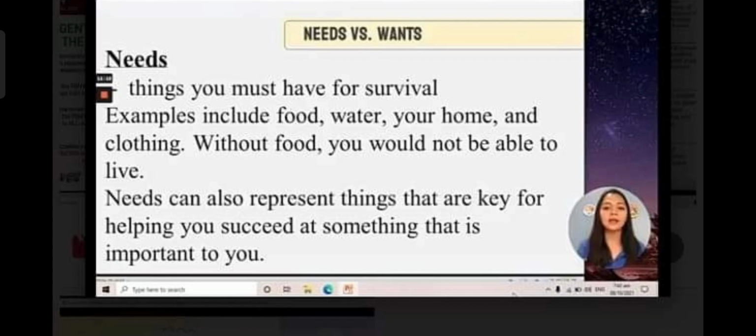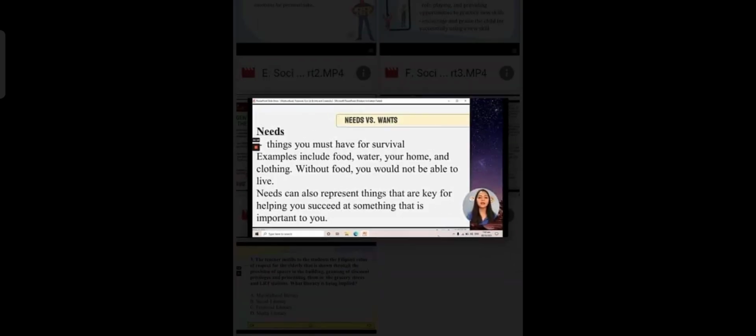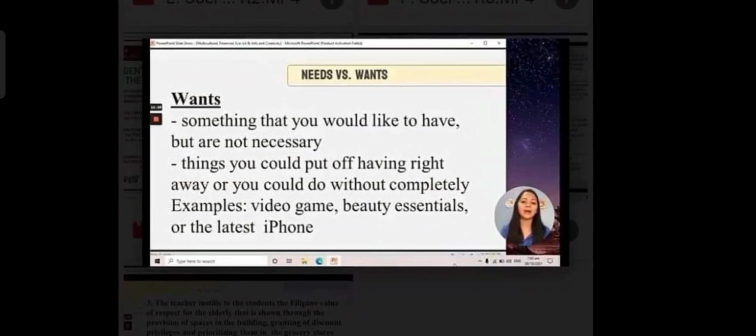We have to prioritize our needs. One thing must be for survival. Of course, needs: we have the food, water, home, clothing. Without food, you would not be able to live. Need can also represent things that are key for helping you succeed at something that is important to you. It's up to you if that is important.